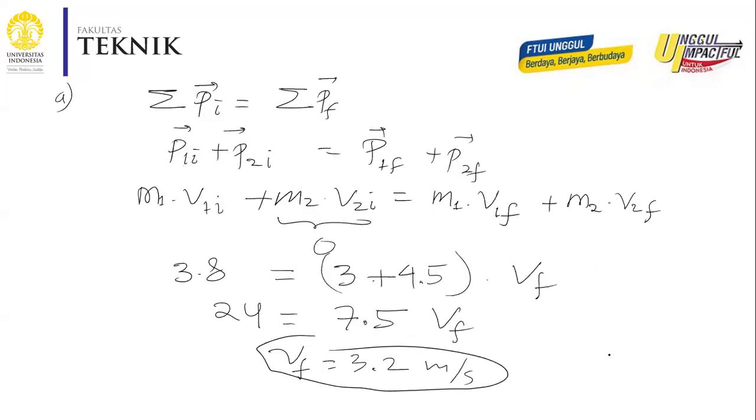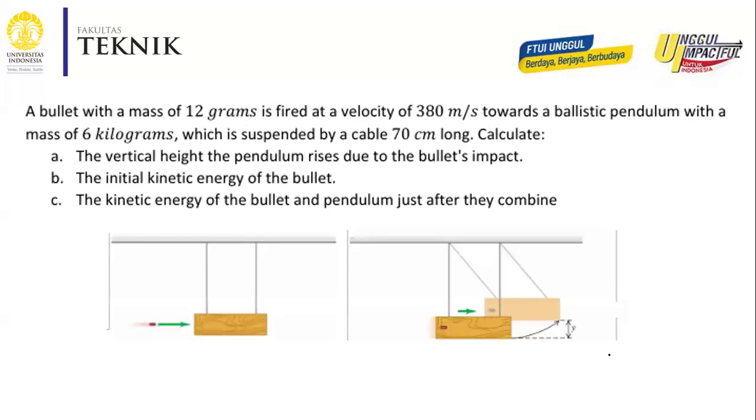Then for the next problem, we have a bullet with a mass of 12 grams and a velocity of 380 meters per second, going towards a ballistic pendulum with a 6 kilogram mass, suspended by cables 70 centimeters long. Calculate the vertical height the pendulum rises due to the bullet's impact, the initial kinetic energy of the bullet, and the kinetic energy of the bullet and pendulum just after they combine.